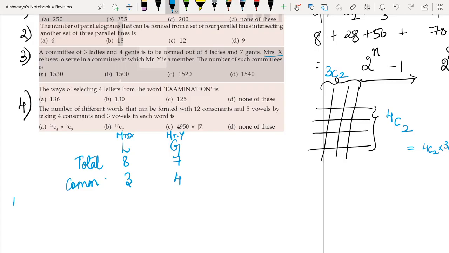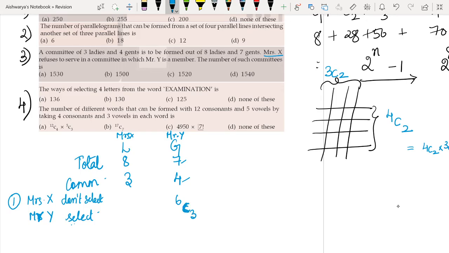The first possibility is Mrs. X you don't select, because she doesn't want to come if Mr. Y is there. So you have selected Mr. Y, so you are not selecting Mrs. X. How do you select Mr. Y compulsorily? You will select him by removing him from the total, because you have anyway selected him. So what you do is 6C3 is compulsorily selecting Mr. Y.